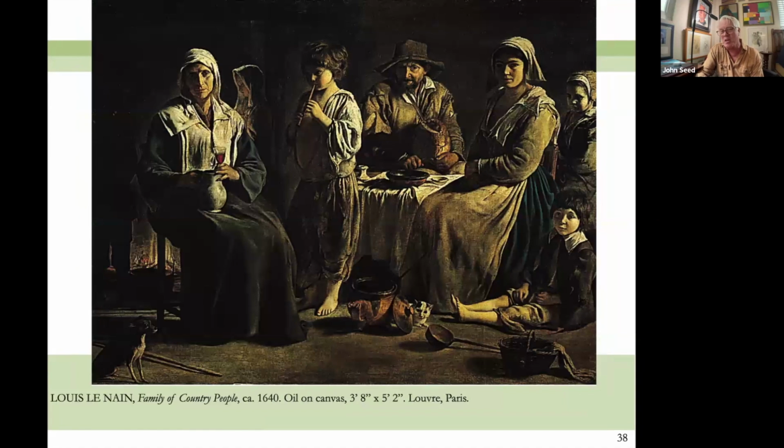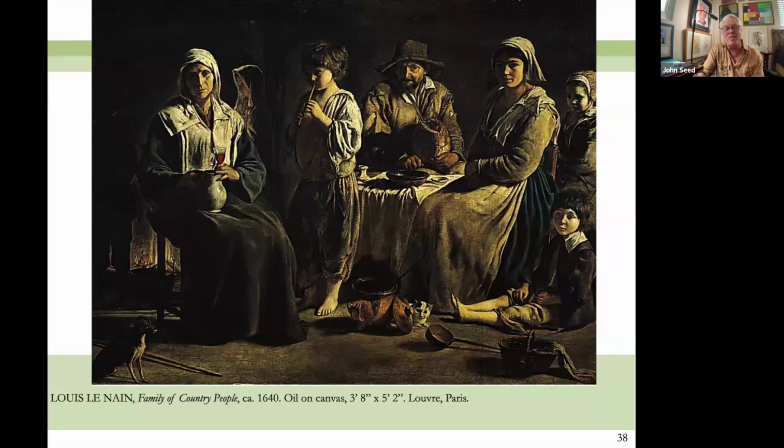Yes, there was an increasing interest in subjects that were not royal, in subjects that weren't connected with the church. And the Le Nain brothers were known for these genre portraits of peasant families. And here in this one, very, very dark in the background, but we get the feeling they're maybe lit by the fire you see on the left.